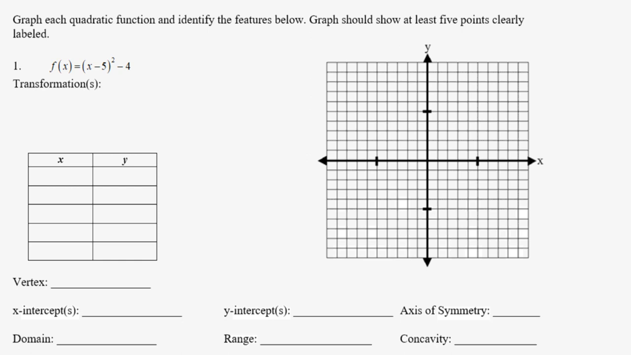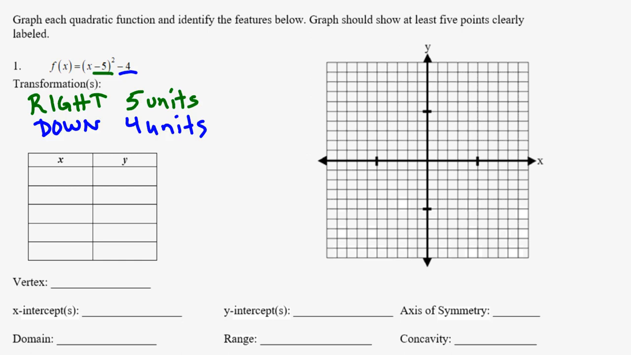The x minus 5 is saying, hey, I'm moving 5 units to the right. The minus 4 means I'm going down 4 units. Therefore, it's telling me the location of the vertex has to be at (5, negative 4). So I plot that on my graph. I put it in the center of my table.